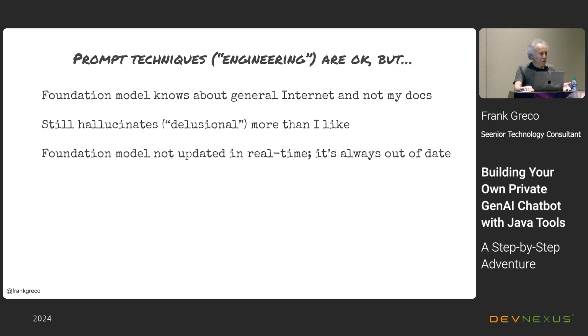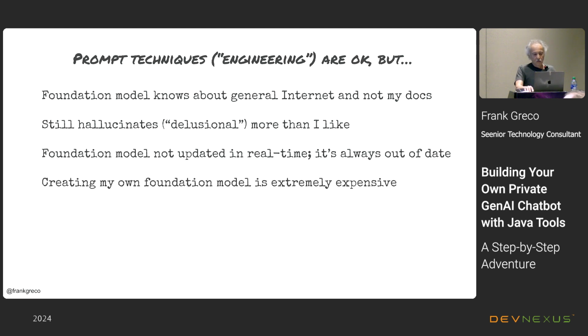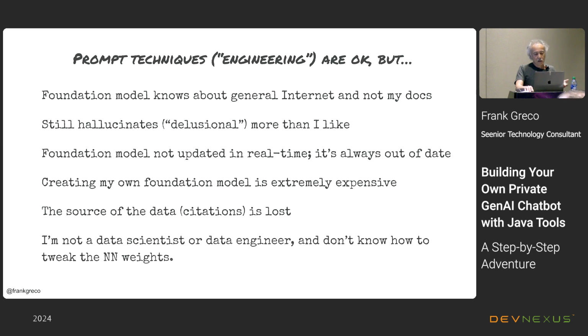You have to train your model on large data and do it over and over again. It's very expensive, and you don't want to create your own model. It's just too costly. And you don't know anything about citations. Where'd you get this information? I don't know. It's like getting information on Facebook. You have to have citations, right? Give me a link where you got that from. Okay, and I'm not a data scientist.